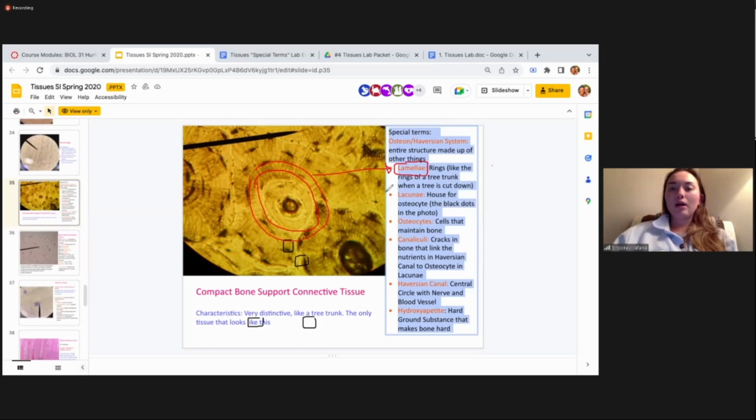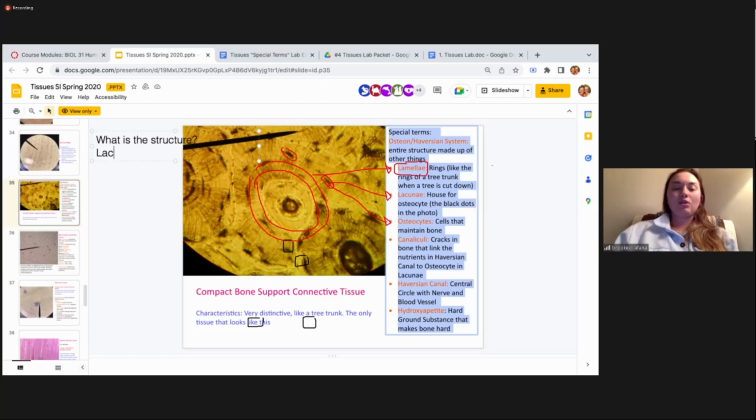A lacuna is the house for the osteocyte. These little black structures represent your lacuna. Osteocytes live inside of the lacuna, so we can't really see them. That's why I'm going to just draw an arrow basically for the same area. So the way we'd ask you that is, what is the structure?